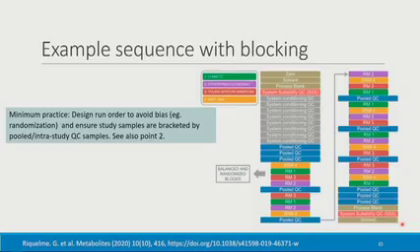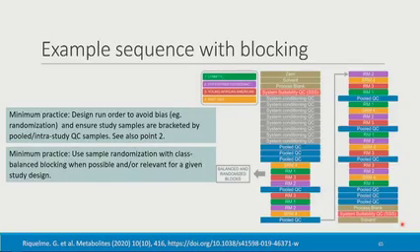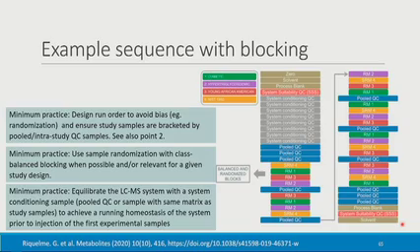So again, the minimum practice is to design the run order to avoid our bias, so that's where the randomization comes here, and ensure that our study samples are bracketed by pooled QC samples. We've got the randomization within the balanced blocking, and here it makes sense for this particular study design. And again, at the beginning, we're equilibrating our LCMS system.